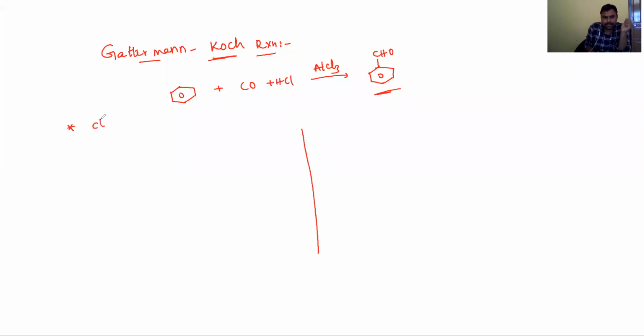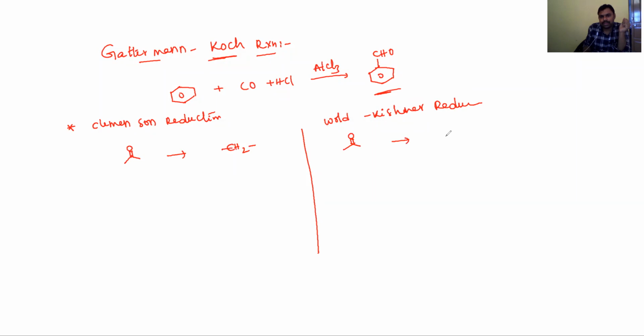Okay, let's see Clemmensen reduction and Wolff-Kishner reduction. These both are reactions in which carbonyl compounds are converted into alkanes or hydrocarbons. The C=O group is converted into alkane only.